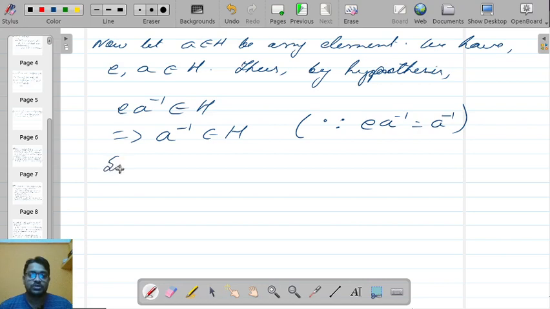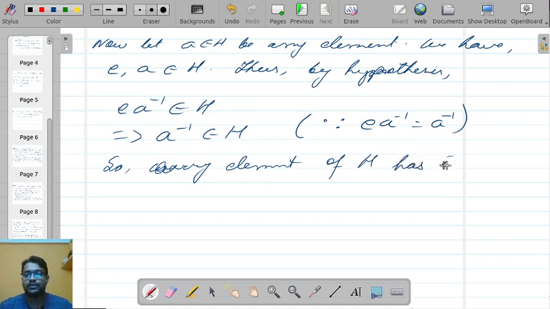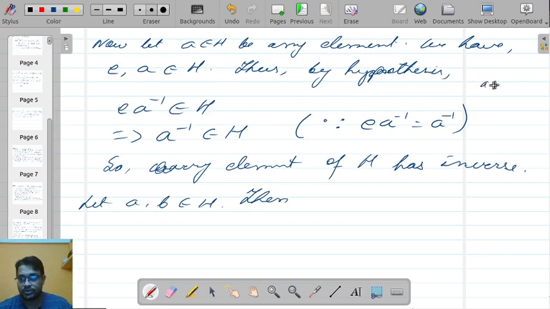So what I have proved is that every element of H has an inverse. So inverse we have shown. Next we will show the closure property. Now let A comma B belong to H. Then we have this fact that whenever A and B are in H, A B inverse is in H.